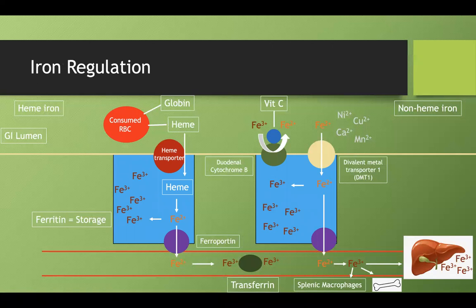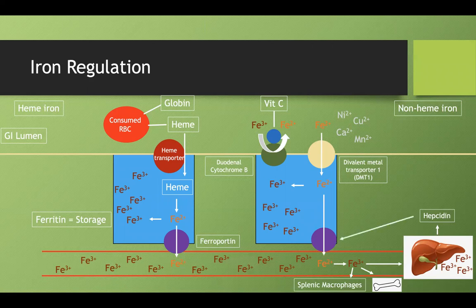So now let's discuss how this whole process can be regulated to help control the amount of iron that's in our bloodstream at a given time. So let's say we have a situation where we have a ton of iron in our bloodstream. What can our body do to counteract this? Well, our liver can produce a hormone called hepcidin. And what hepcidin can do is interact with these ferroportin transporters, and it can inhibit ferroportin.